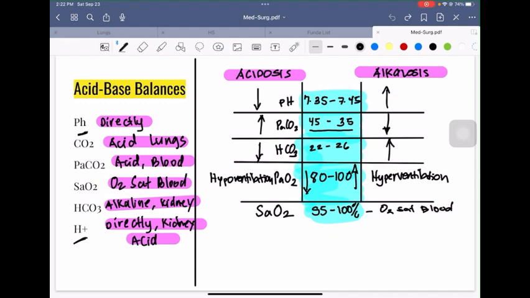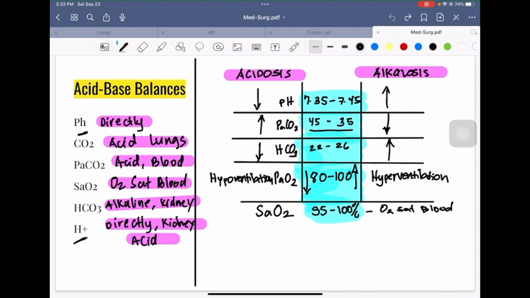All right. Next is your partial gas carbon dioxide, which is 35 to 45. If it's lower than that, it's alkalosis, because carbon dioxide is an acid. So if it's high, it's acidotic. If it's low, it's alkalotic. Bicarb, like we said earlier, is an alkaline element. So if it's high, it's going to be on the alkalosis side, because it's an alkaline. And if it's low, it's acidosis.